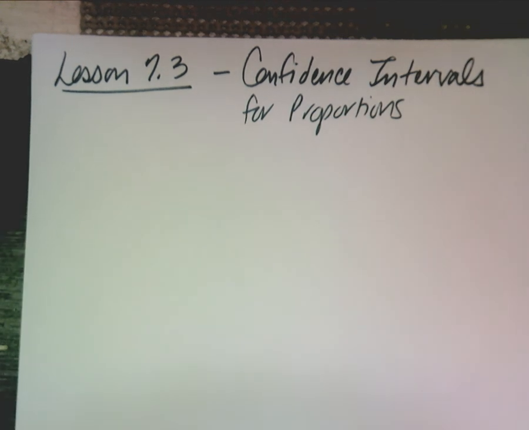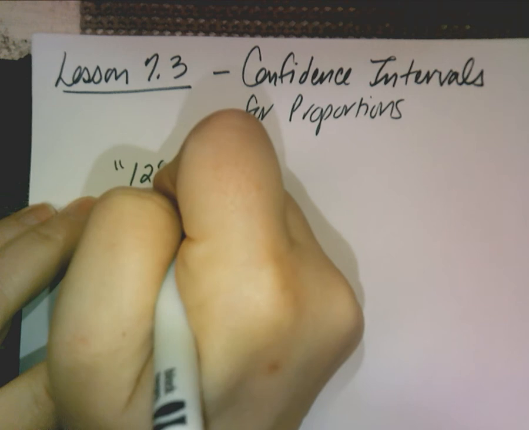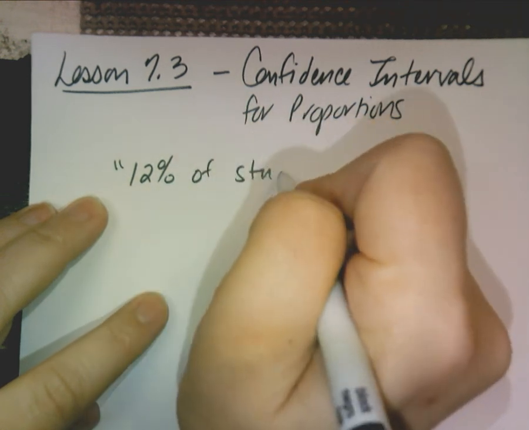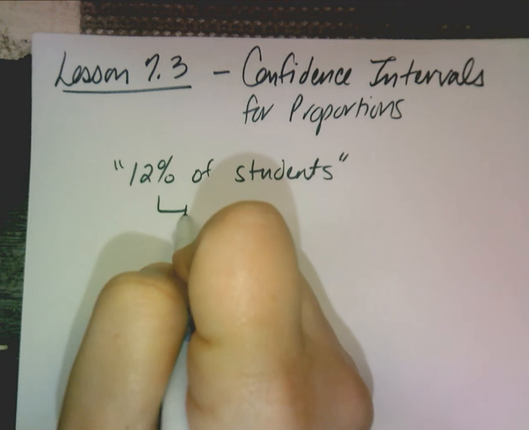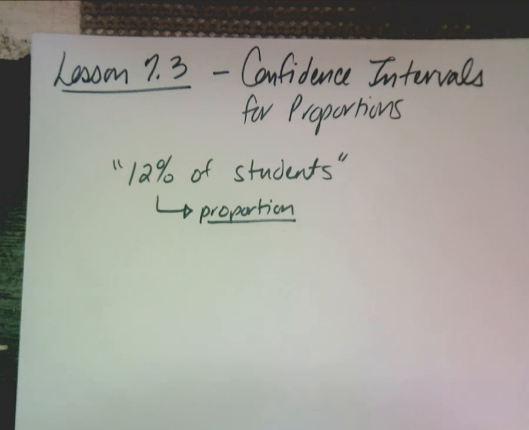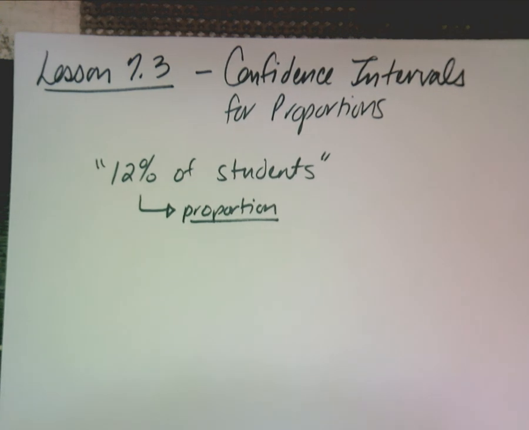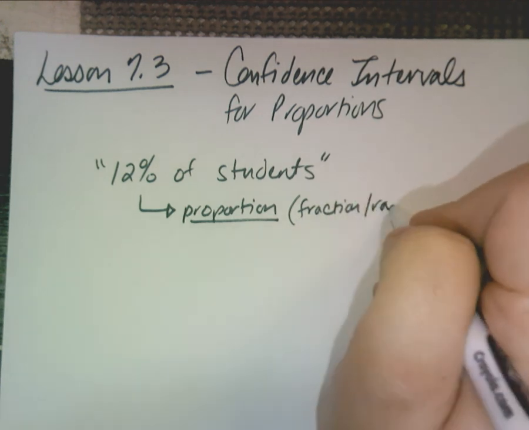All right, if you don't know what a proportion is, this is what a proportion is. If you see a phrase like 12% of students, or 35% of the Metrolina kids here, anything with percents, a percent is a proportion. It can also be written as a fraction, as a ratio.